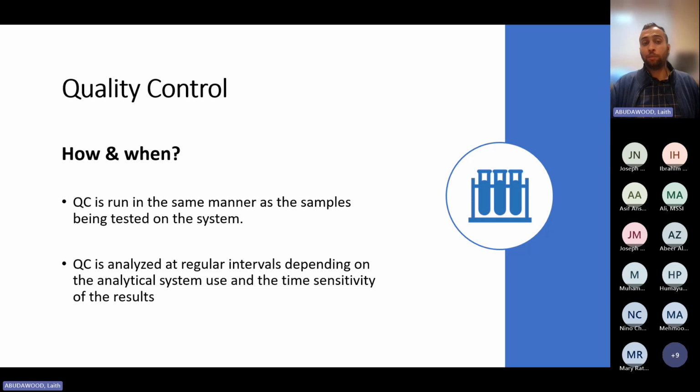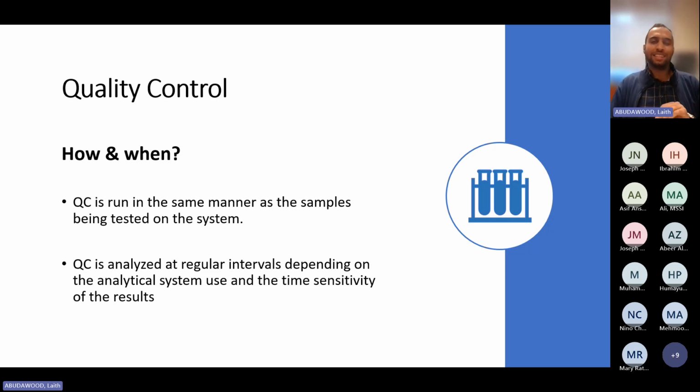So now my QC is telling me that the analyzer is fine, whereas the patient samples are not good. So when I test QCs, they must be run in exactly the same manner as I'm testing my samples, because you never know what variable can affect your patient samples. So I have to subject my QC to exactly the same process that I run my samples.